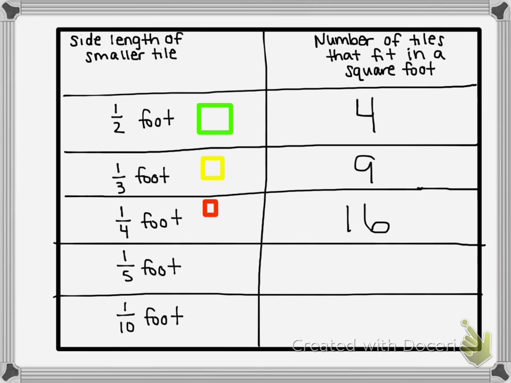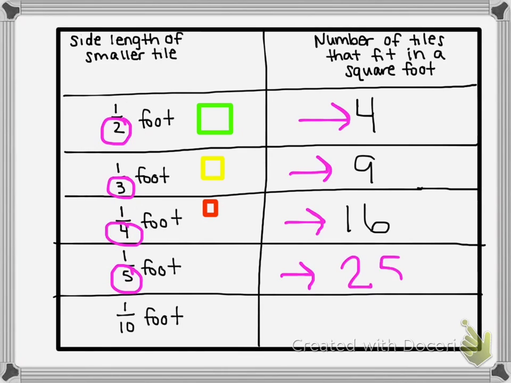The pattern I see is to take the denominator of each of the fractions and multiply it by itself. 2 times 2 is 4. 3 times 3 is 9. 4 times 4 is 16. So a 1/5 foot by 1/5 foot tile would be 25. And a 1/10 foot, 10 times 10, would be 100.